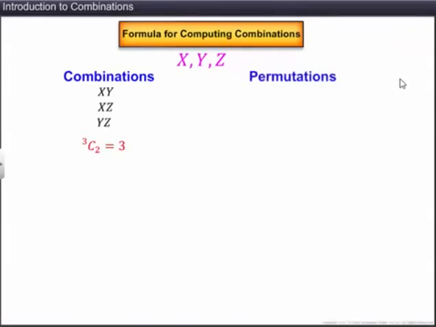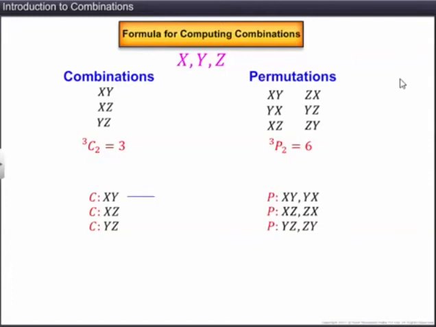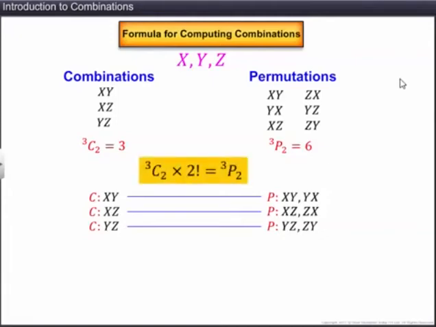Let's write the possible permutations using these objects taken 2 at a time. The number of permutations is 6. If we observe the combinations and permutations, we can see that each combination has 2 permutations. We can see that each combination of 2 letters can be permutated in 2 ways or 2 factorial ways. Therefore, by the multiplication rule, each combination multiplied by 2 factorial ways is equal to the permutation.